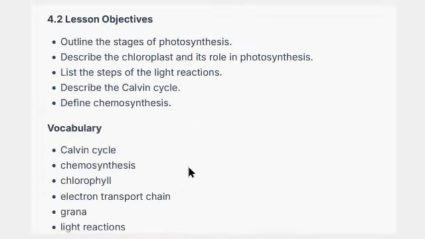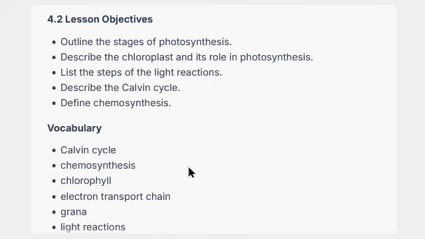4.2 Lesson Objectives. Outline the stages of photosynthesis. Describe the chloroplast and its role in photosynthesis. List the steps of the light reactions. Describe the Calvin cycle. Define chemosynthesis.